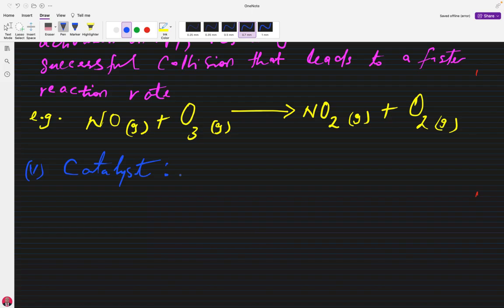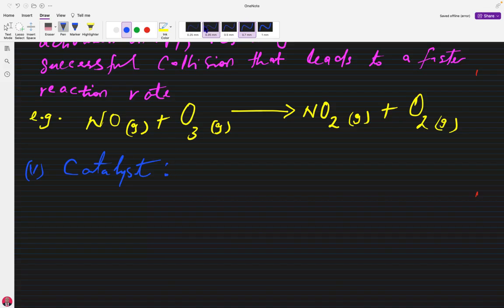Again, you increase the rate of reaction when you add a catalyst, and decrease it when you remove a catalyst. The catalyst helps to increase the rate of a chemical reaction by providing an alternative pathway, which lowers the activation energy for the reaction, and the reaction goes faster. It should be remembered that at the end of the reaction, the catalyst is not used up. Let me give you some examples.